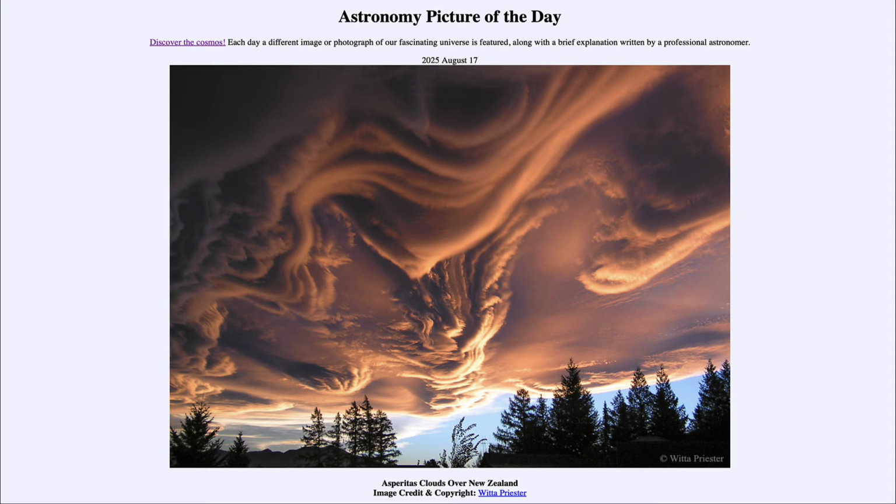So that was our picture of the day for August 17th of 2025. It was titled Asperitas Clouds over New Zealand.